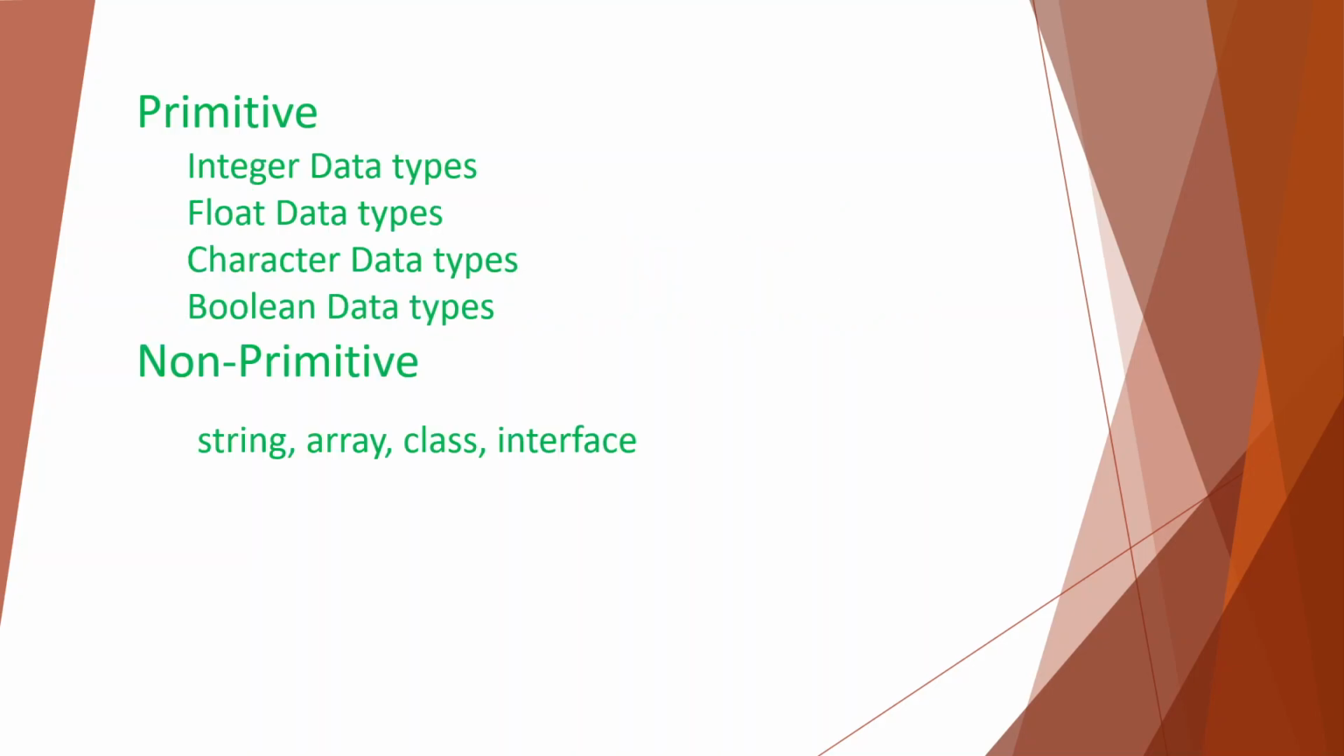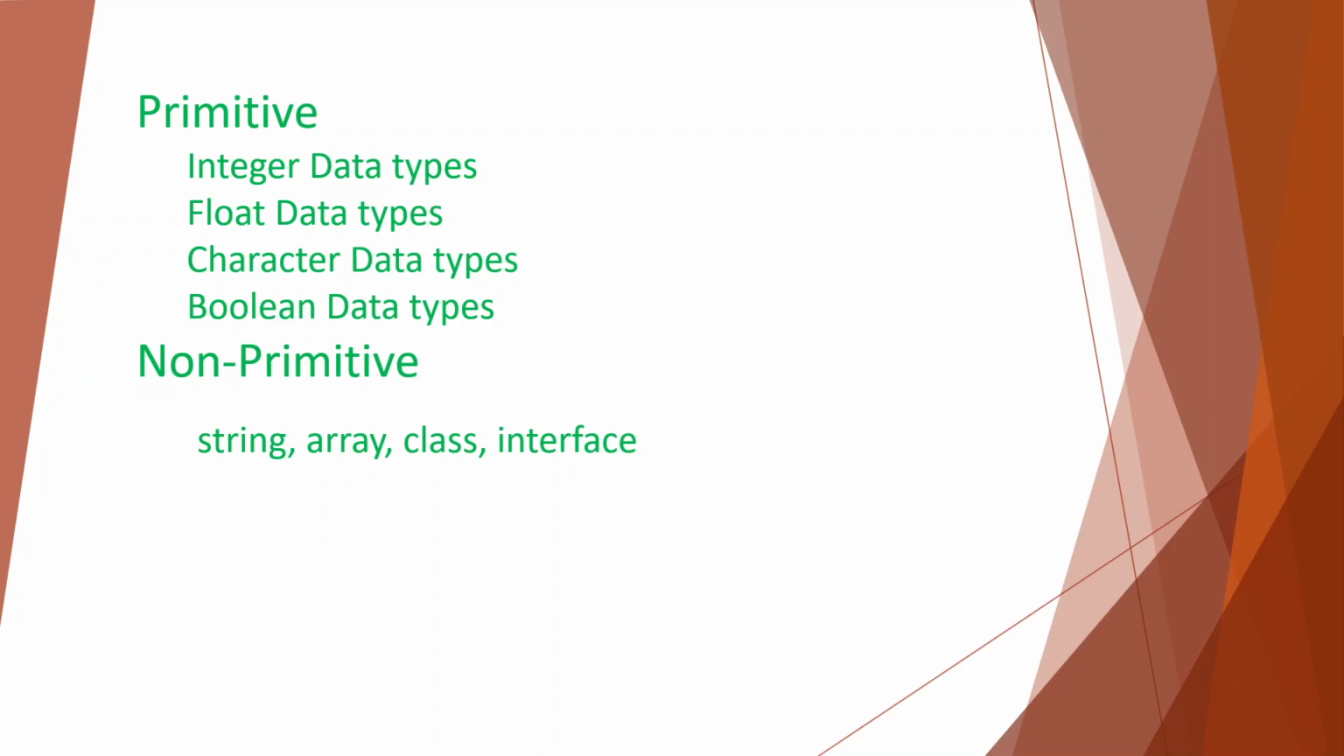Let us go to the next topic. There are two kinds of data types available in the Java programming language: primitive data types and non-primitive data types. In this video, we will be covering mostly the primitive data types. We will see the difference between primitive and non-primitive, but we will cover each of the non-primitive data types in separate videos.